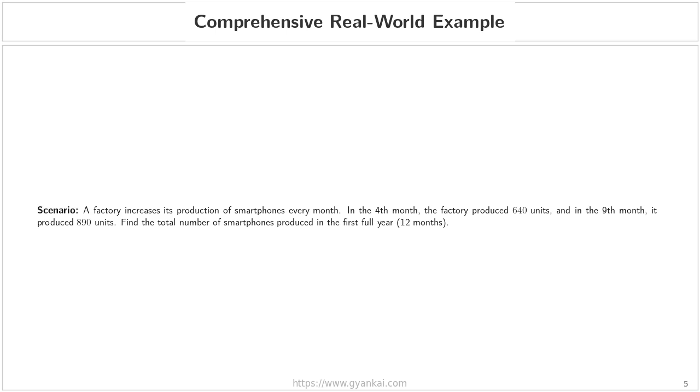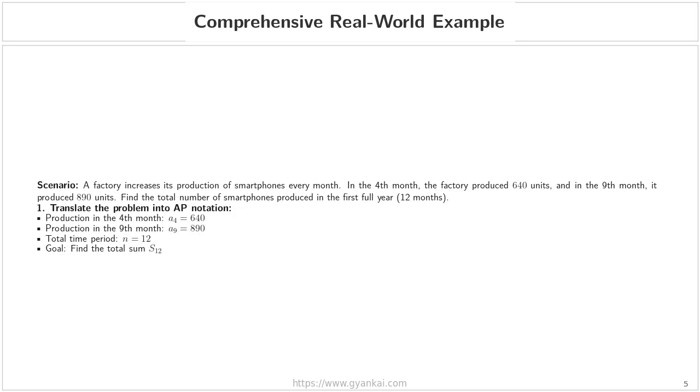Let's look at this scenario. Imagine a factory that increases its smartphone production every single month. We are given two specific pieces of data. In the 4th month, they produced 640 units, and by the 9th month, that number grew to 890 units. Our objective is to find the total number of smartphones produced over the entire first year, which is a period of 12 months.